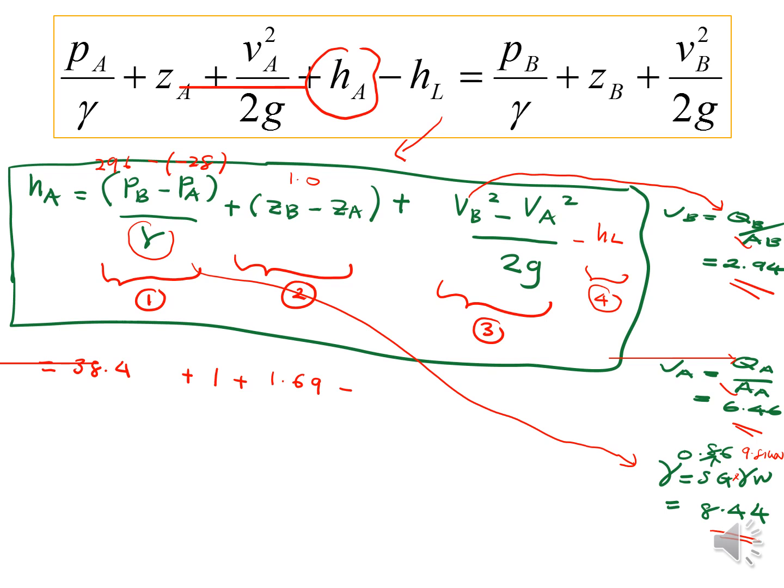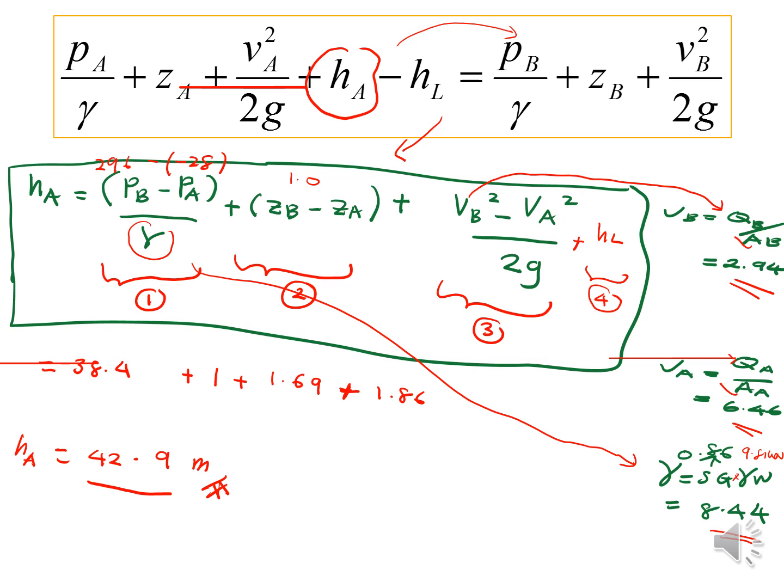The HL in this case is 1.86. Sorry, it's not supposed to be negative because I moved it to the other side, so it will be positive here. If you calculate it all, it becomes 42.9 meter. So this is the answer for our HA.